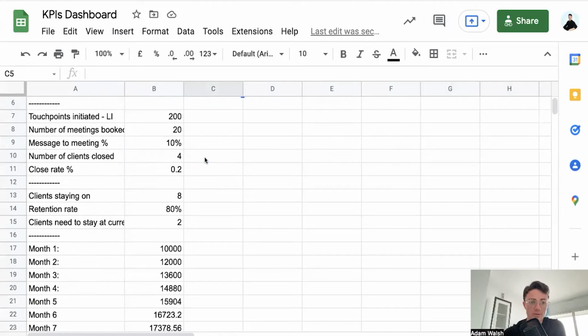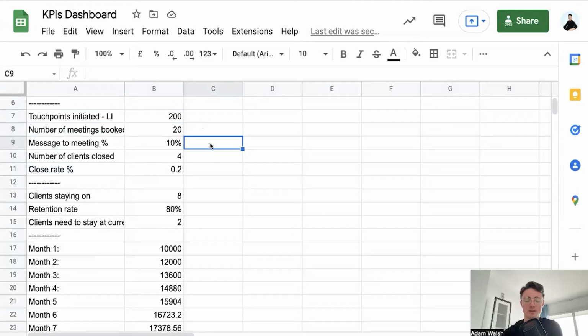So we're going to move down here, right? And we're going to look at your current outreach system that's getting you clients. Okay. So let's imagine you're using LinkedIn. You are sending 200 connection requests per month, and that is resulting in you booking 20 meetings. That means your message to meeting conversion rate is 10%. That is good. That's high.